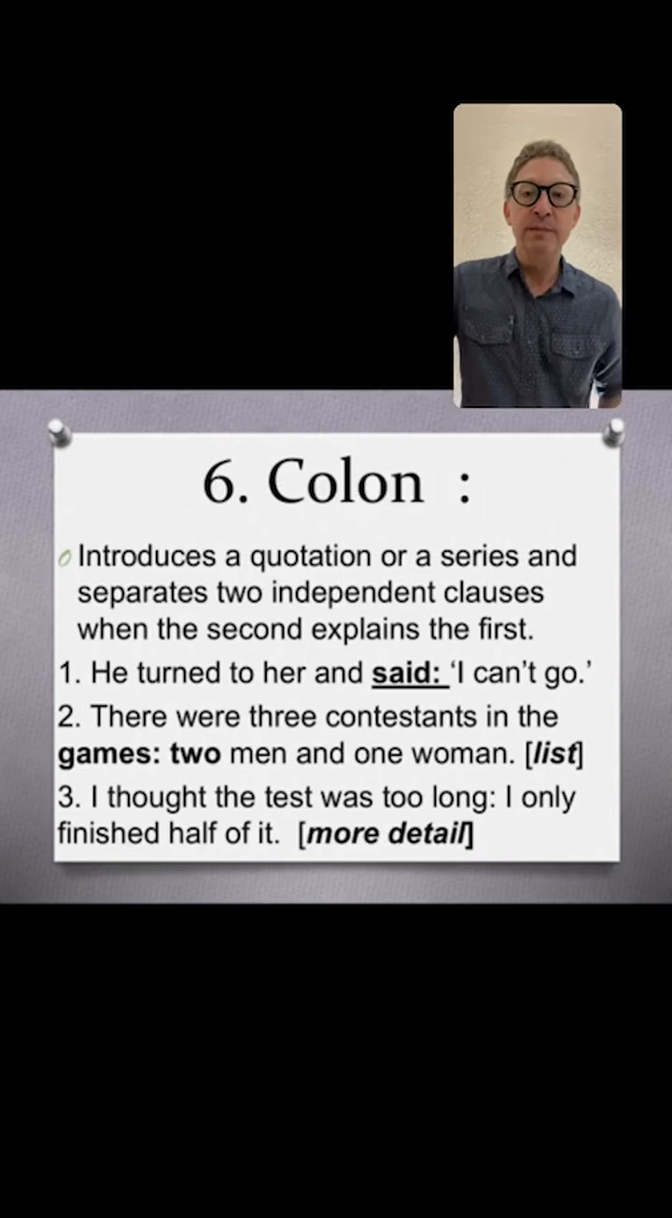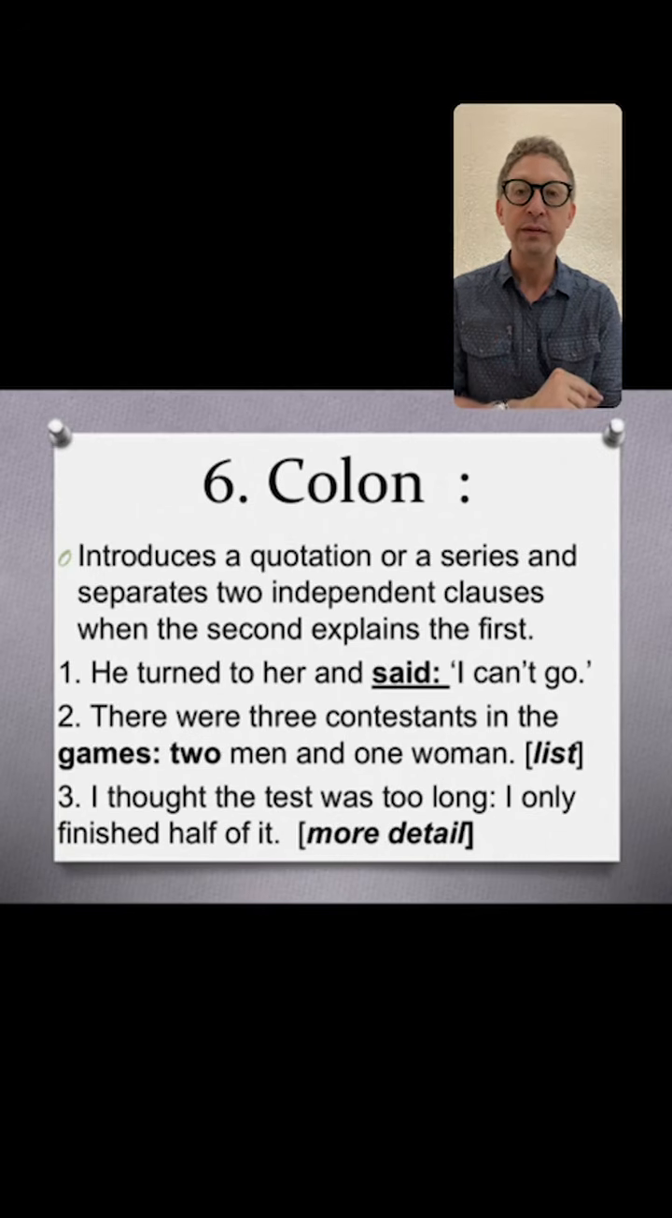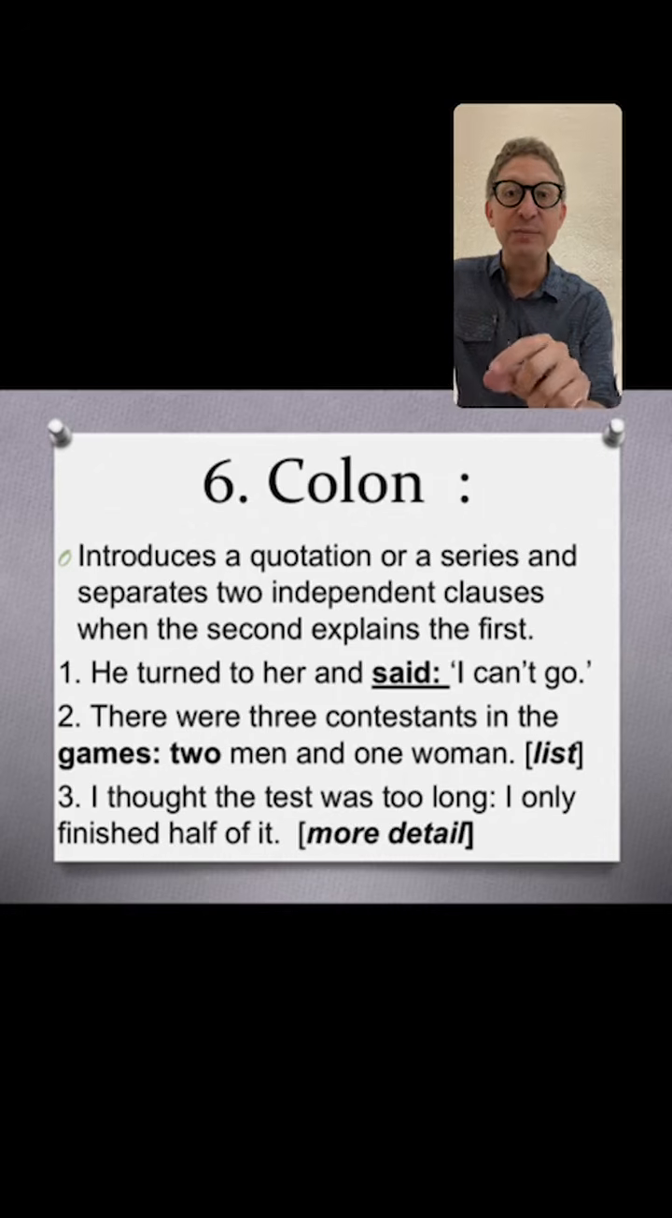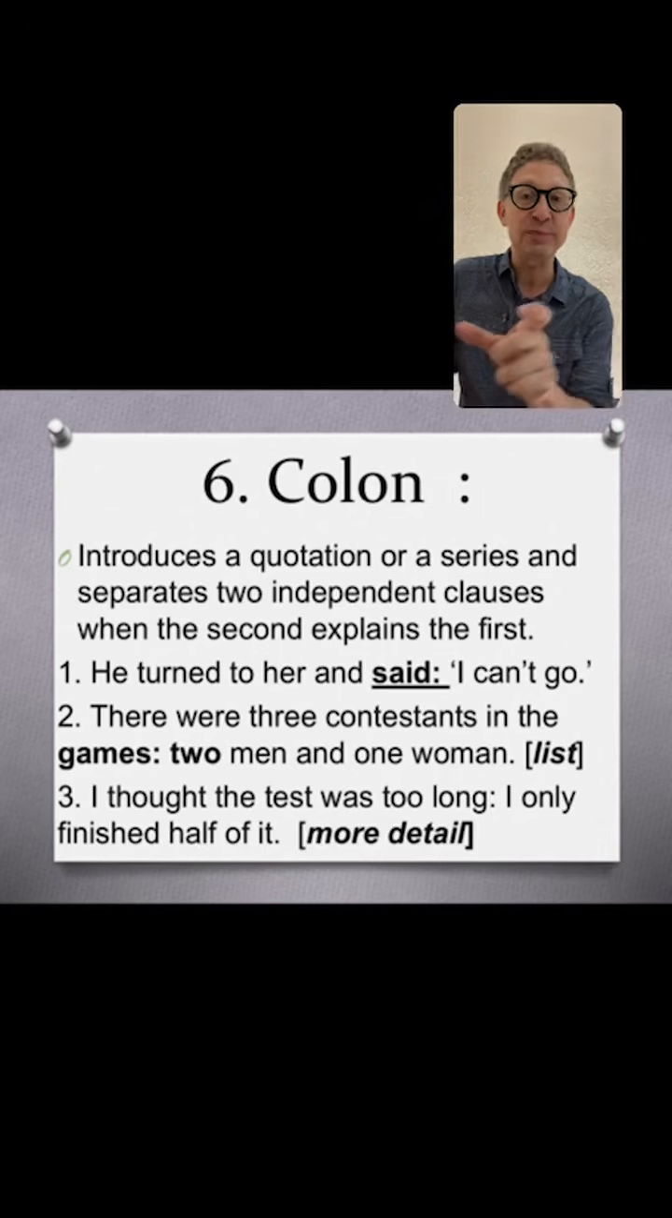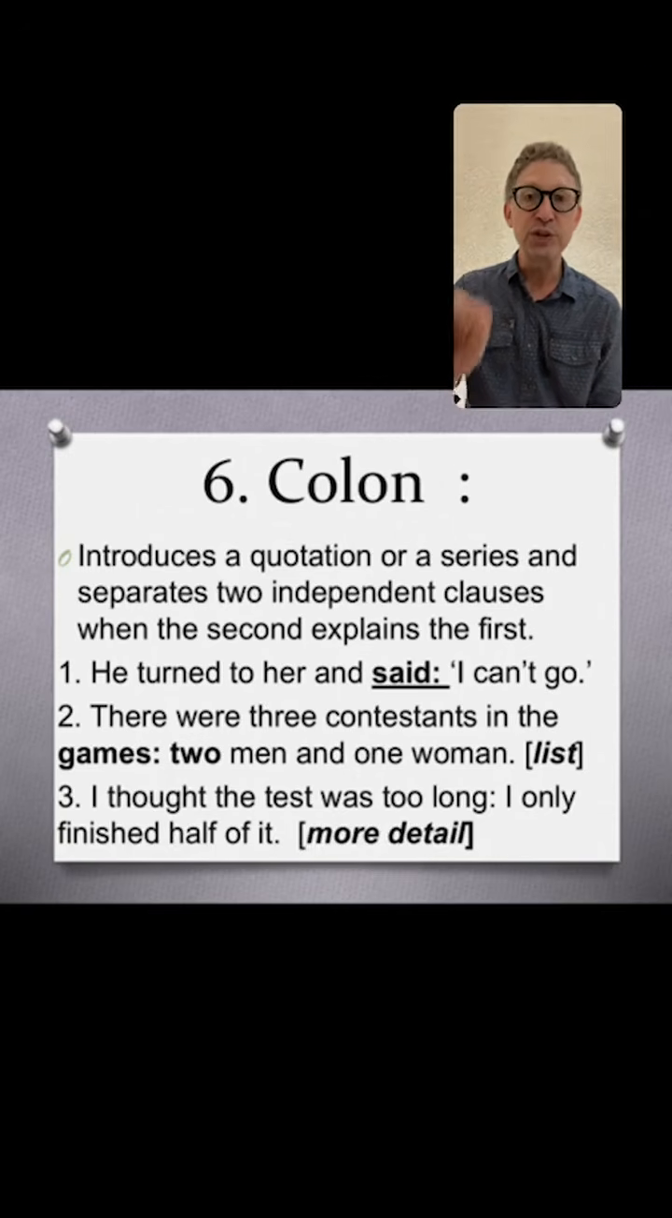Number two, when you want to list items: there were three contestants in the games, two men and one woman. So I have the colon after games, and then I go into more detail about the three contestants, but I'm listing them. So I'm listing the three contestants.